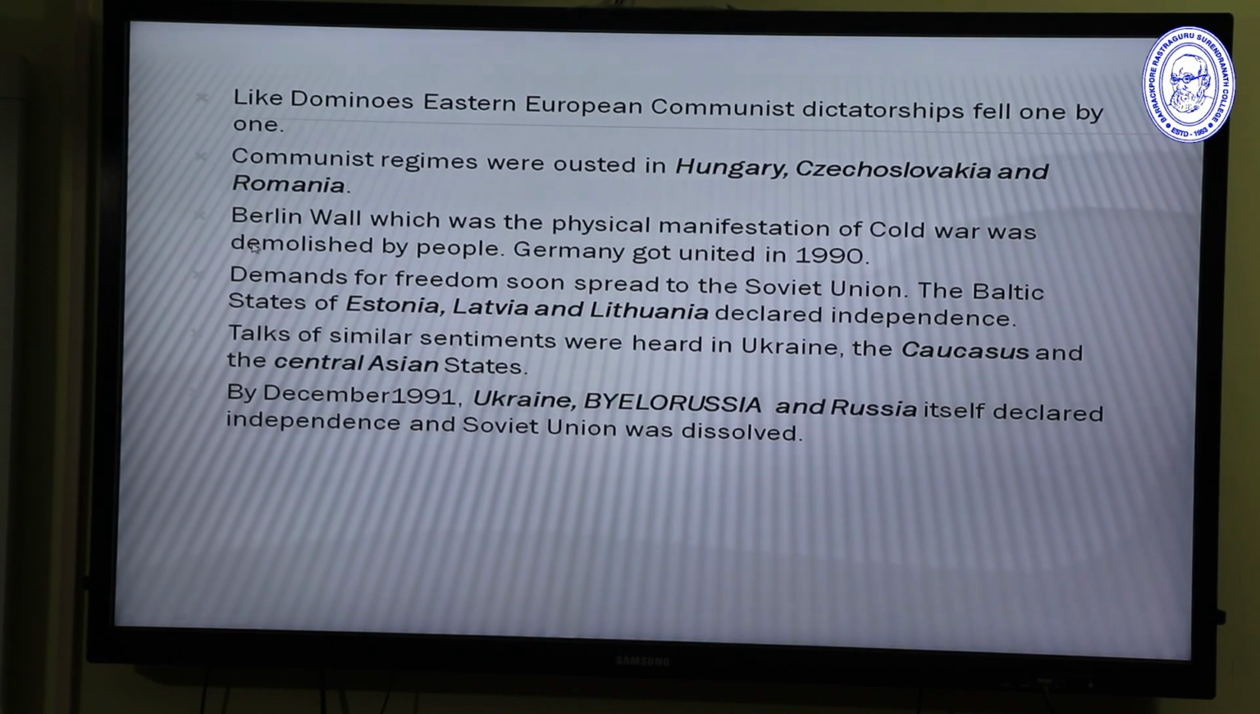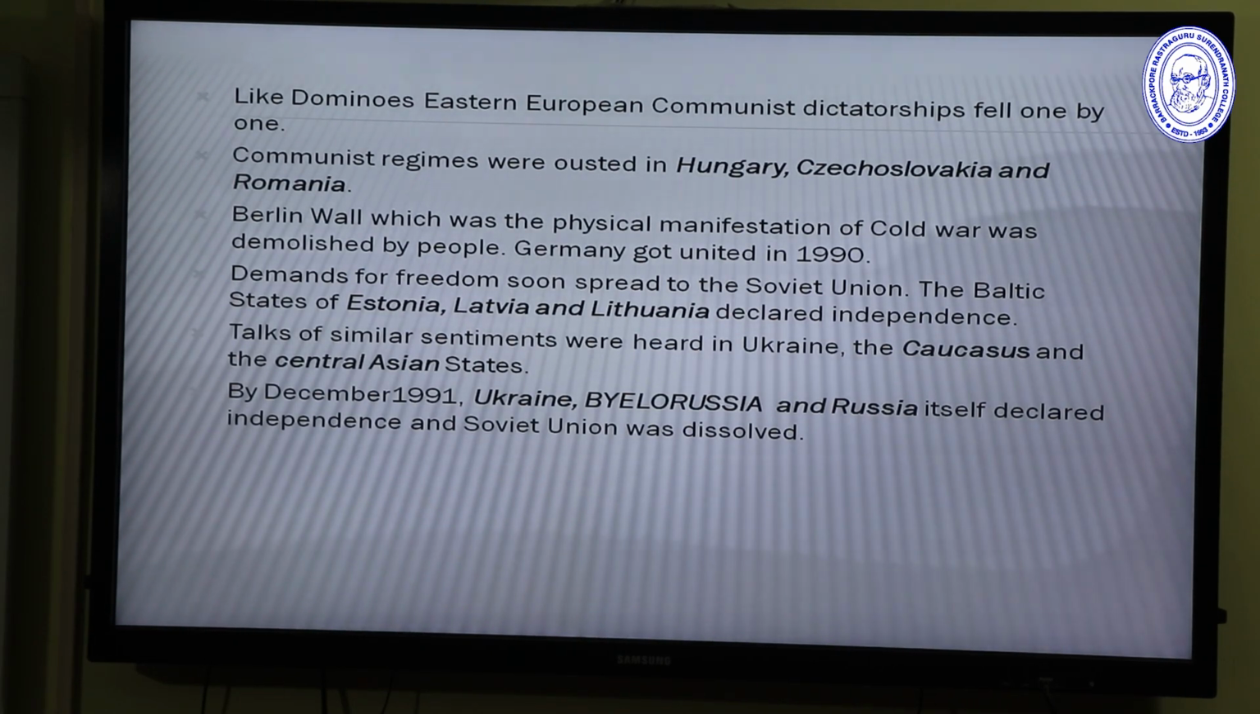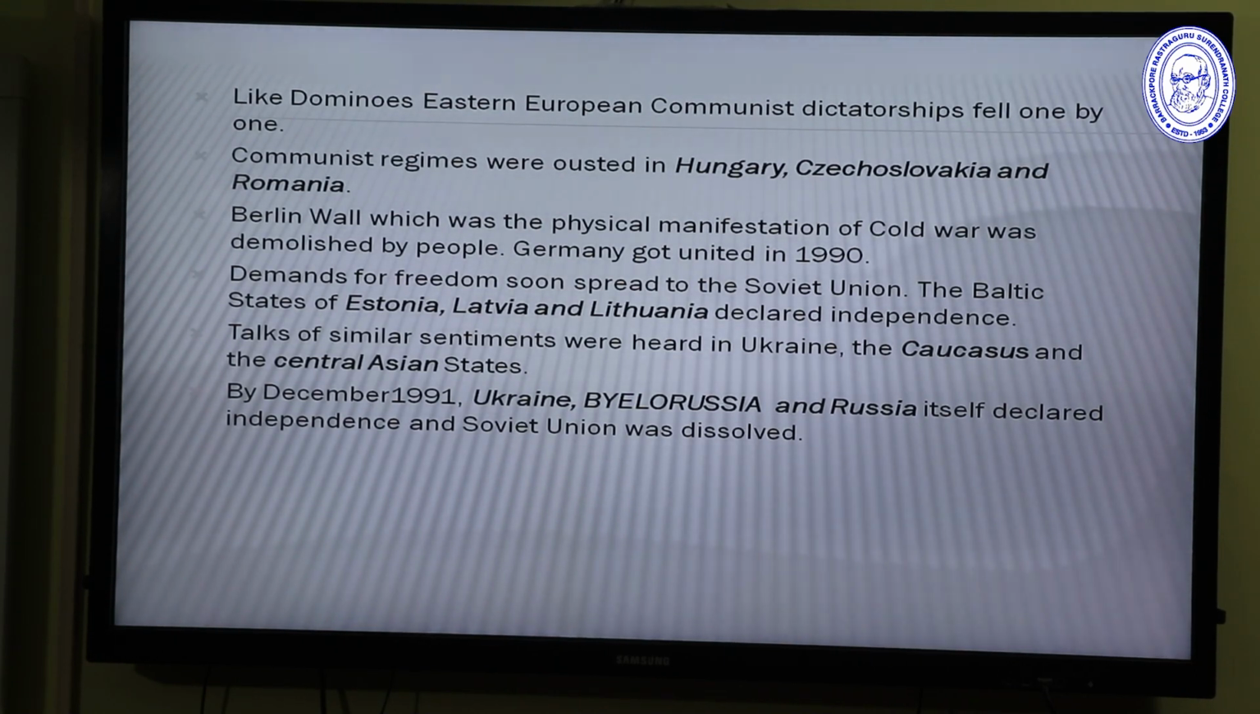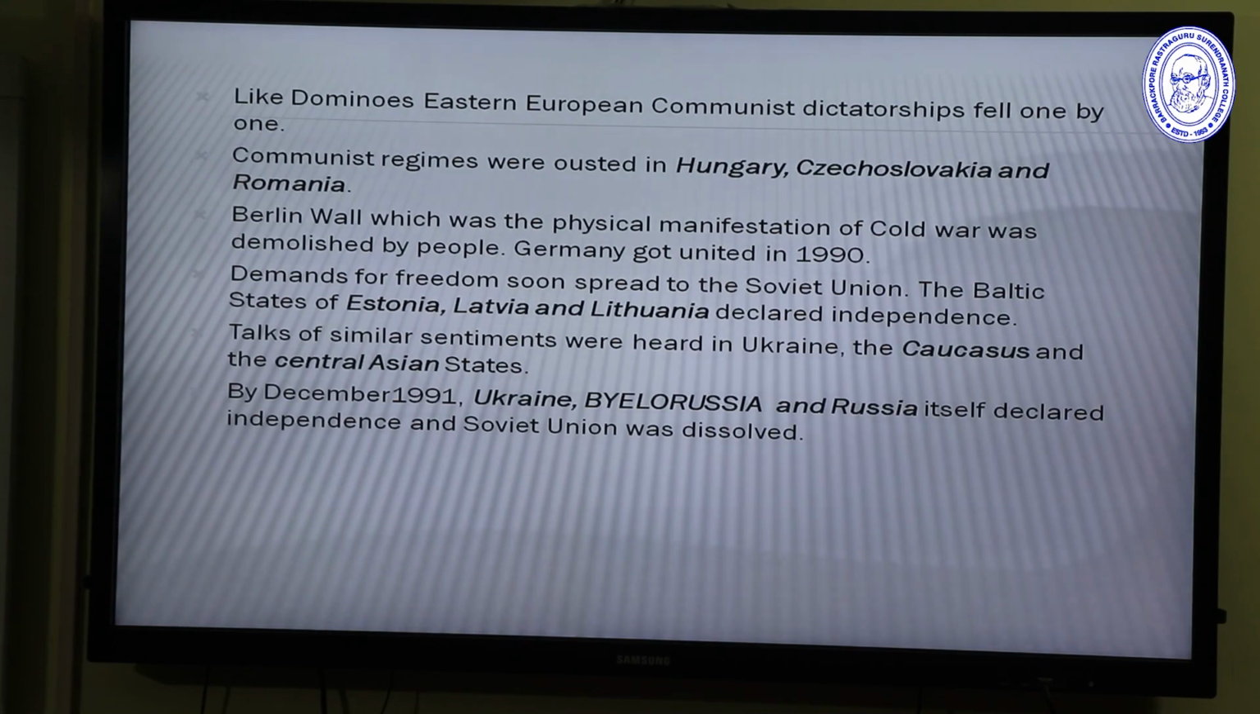So Poland was the starting point. After that, it was like a house of cards, like dominoes, isn't it? If you strike the first card, it has a chain reaction. So Eastern European dictators fell one by one. I gave the example of communist regimes ousted in Hungary, Czechoslovakia and Romania. Then the physical manifestation of the Cold War, the Berlin Wall, was demolished. Germany got united, and the Berlin Wall was demolished by the people.